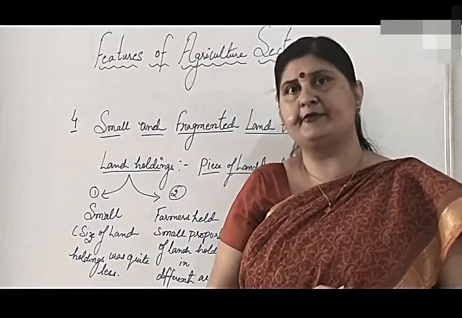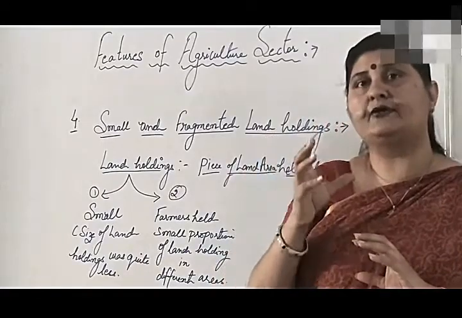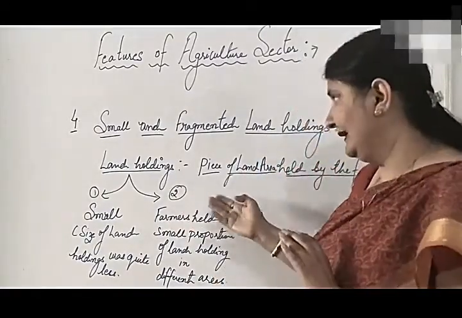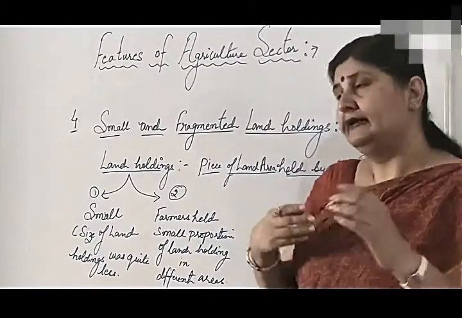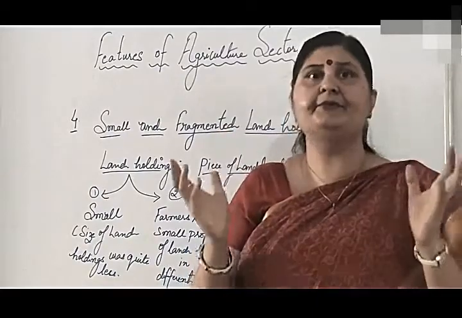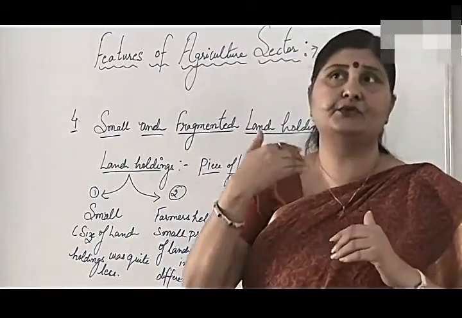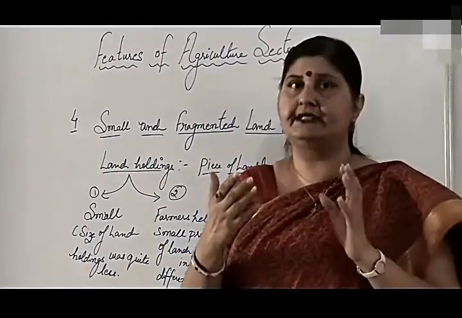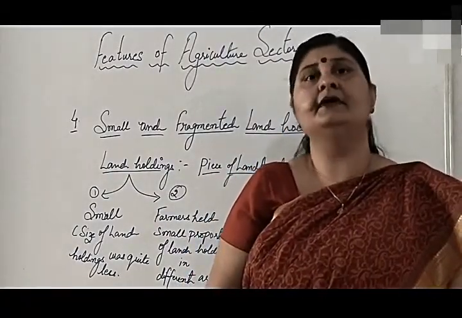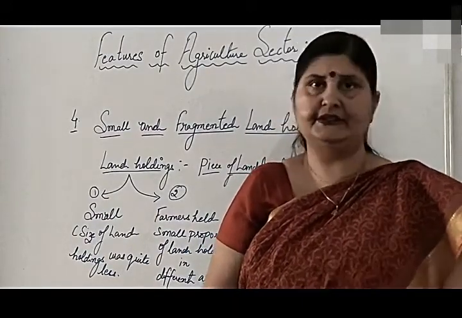The second biggest problem was that the land holdings were not in one particular place. The land holdings were fragmented. Fragmented means farmers had small proportions of land at different places, in different areas. So they had to move from one place to the other, traveling to cultivate their fields. This created a lot of problems for the farmers in carrying on agricultural activities.